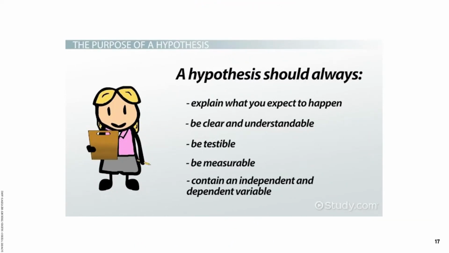All right, so just going to study.com, this is basically back to high school science or high school chemistry, what the purpose is of a hypothesis. It's to explain what you expect to happen, to be clear and understandable, to be testable, to be measurable, to contain typically an independent variable. Now, of course, you could also hypothesize around a moderator or a mediation effect, and you can hypothesize around the shape of a relationship. It doesn't have to be linear. It could be an inverse U or something like that.